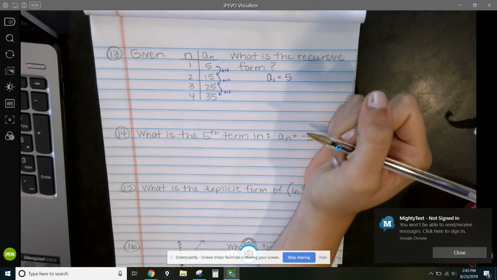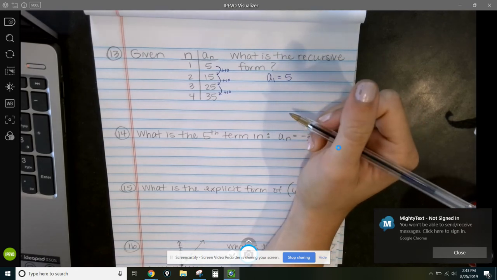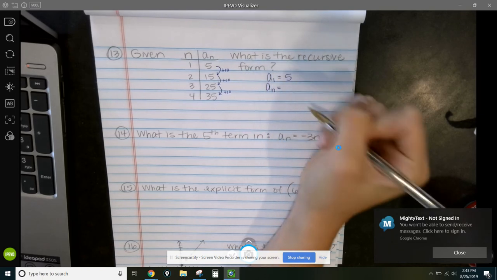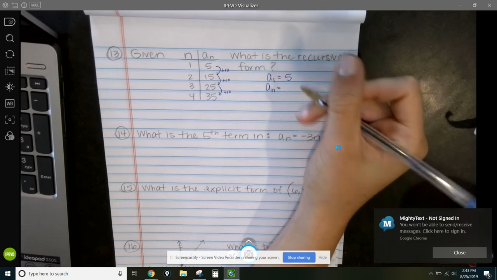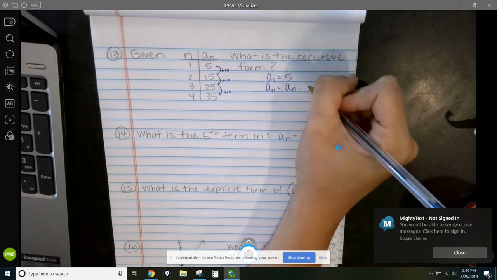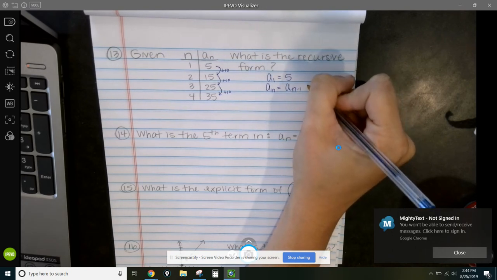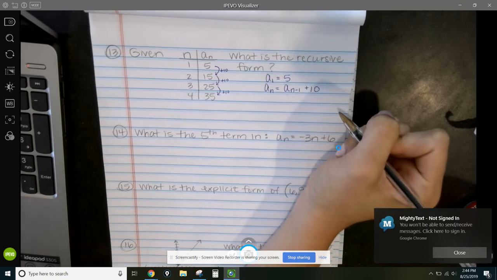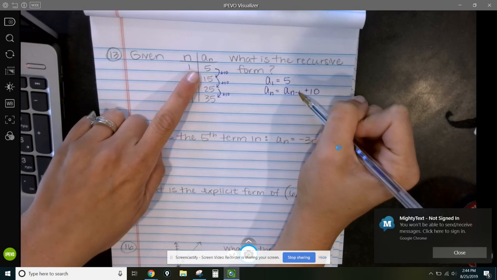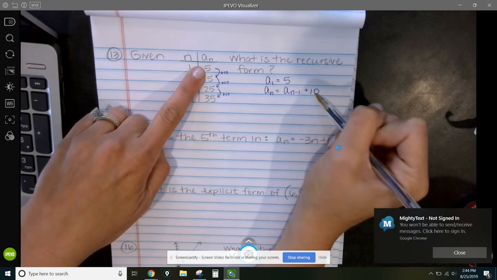Okay, now the tricky part is writing that second part, that recursive form. So that's going to look like this. It has to start with a of n equals, and then that previous term, a of n minus 1. So the one before it plus 10. So let me explain why I wrote that. The next term is going to equal the previous term plus 10.